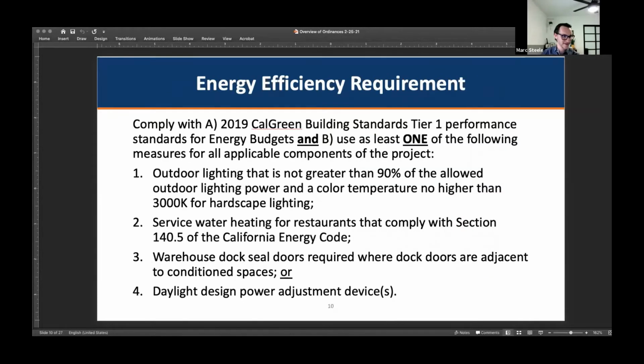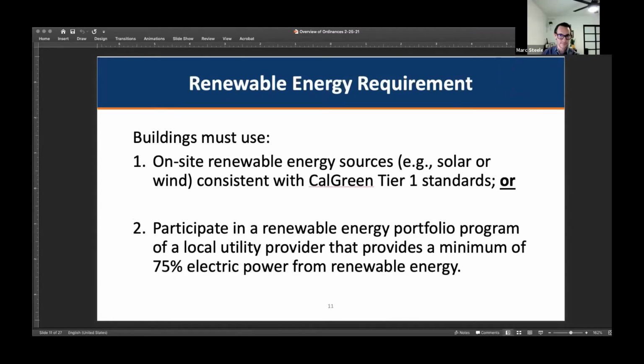Starting with the first piece, the energy efficiency requirement, qualifying projects must comply with the 2019 CalGreen Tier 1 performance standards and use at least one of the measures listed here for applicable components of the project. Again, further details can be found on the Green Building Ordinances website for the city. For the renewable energy requirement, there are two options available for qualifying projects. The first includes on-site renewable energy sources, such as solar PV, or the second is participation in a renewable energy portfolio program through a local utility provider that provides a minimum of 75% electric power from renewable energy.